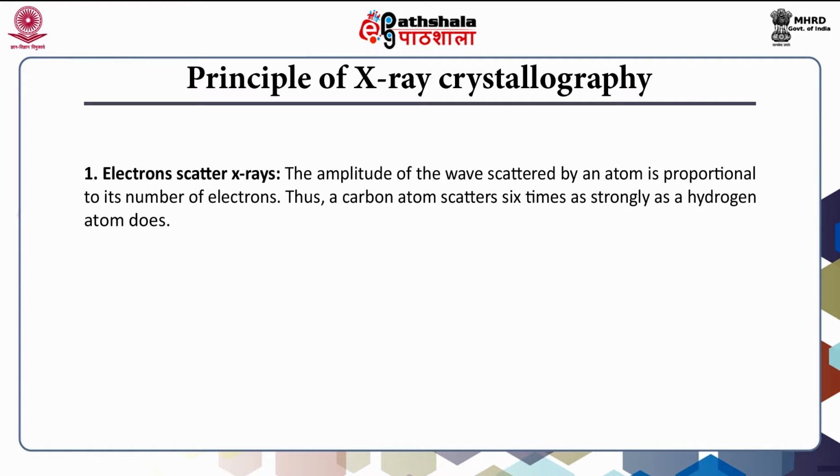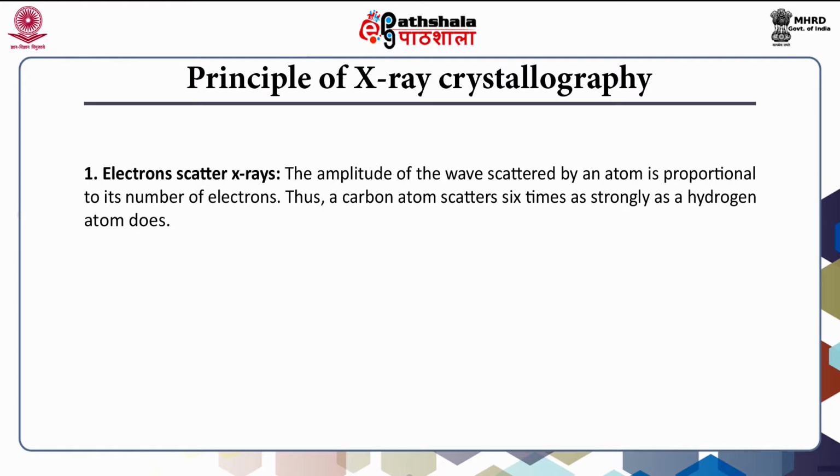What does it mean? Generally, when X-rays hit any atom, the atom contains electrons surrounding the nucleus. These electrons get energy from the X-rays and move a little bit, and by that movement there will be wave formation, and those waves contain amplitudes. That is the principle of electrons scatter X-rays. That means, when X-rays hit any atom, the electron cloud moves and creates wave-like motion, and that is called electrons scatter X-rays.